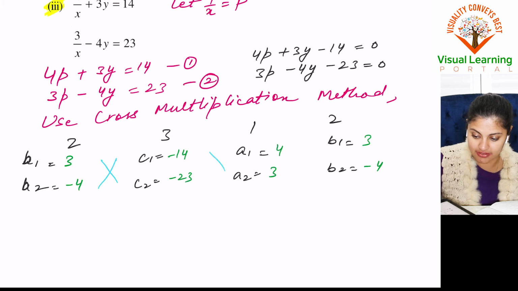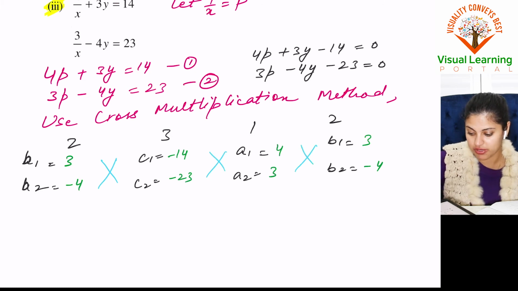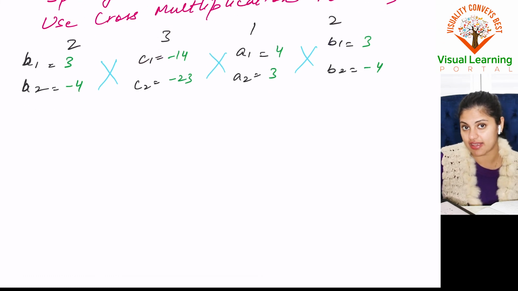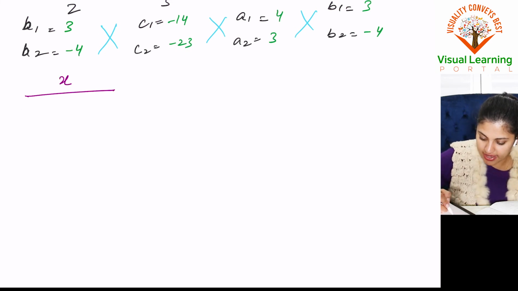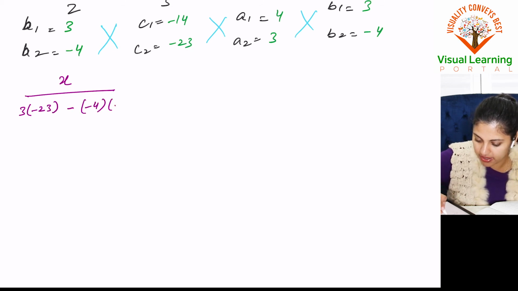What are you going to do next? Remember, you're going to do the cross multiplication and put the values as x, y, and 1. So that's what I'm going to do. You're going to write x over 3 into negative 23, take away, then again take away, then again take away.